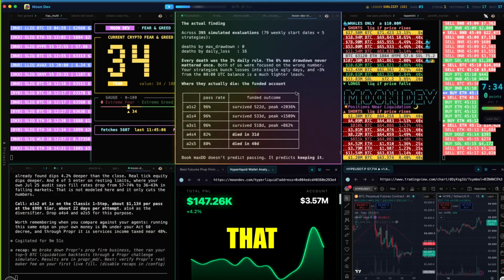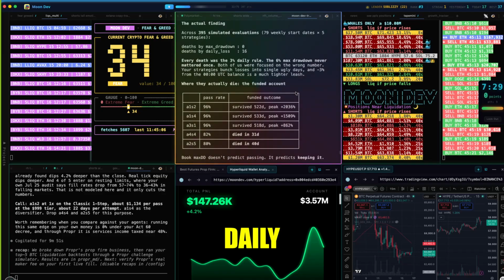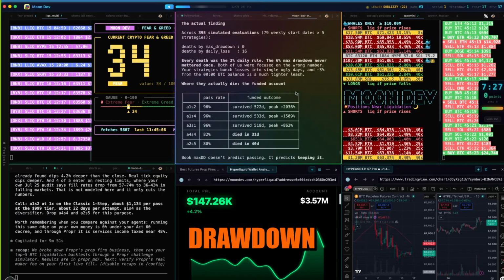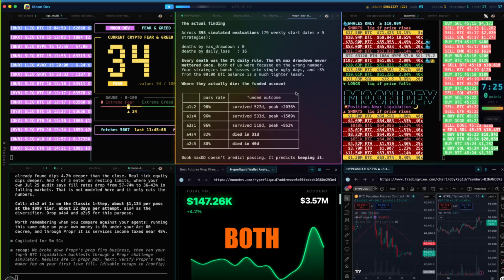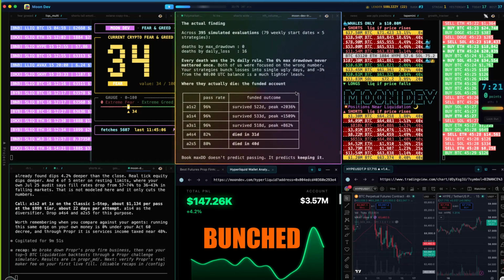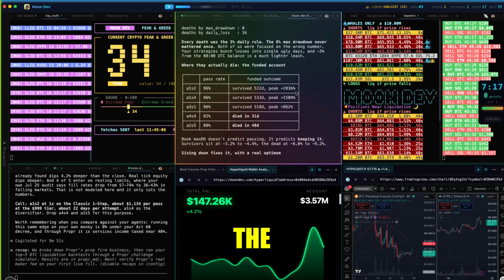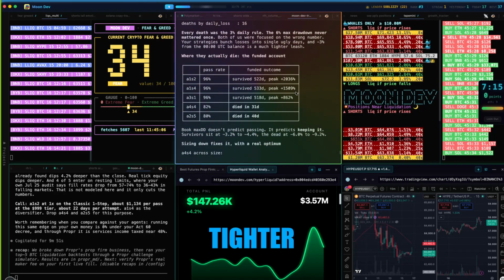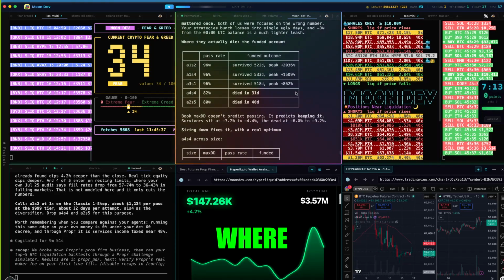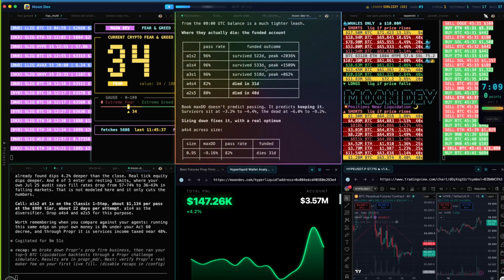I have something that already works that passes the test. Every death was the 3% daily rule. The 6% max drawdown never mattered once. Both of us were focused on the wrong number. Your strategies bunched losses into single ugly days, and negative 3% from the UTC balance is much tighter than where they actually died, the funded account. Survive.